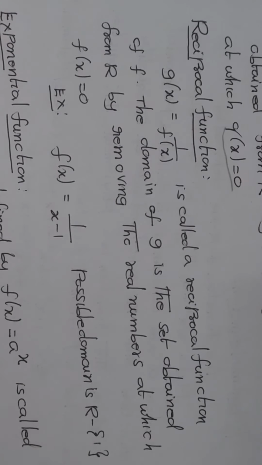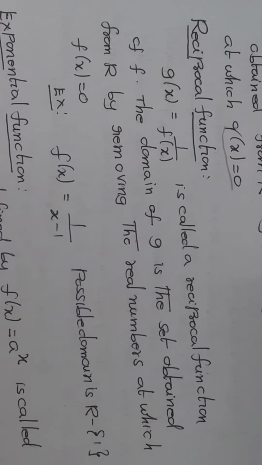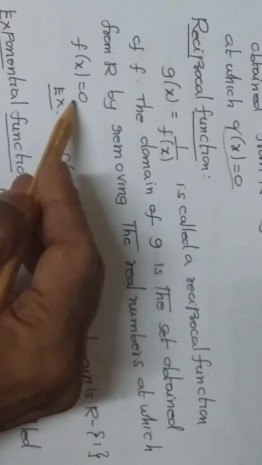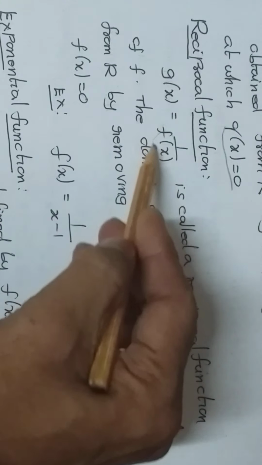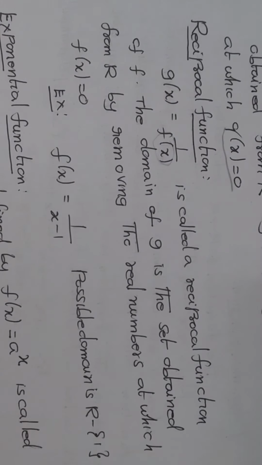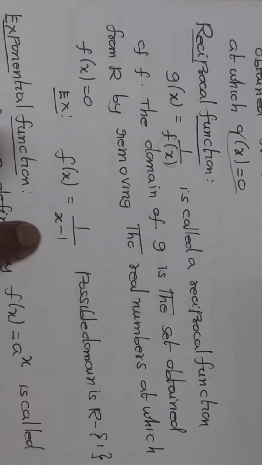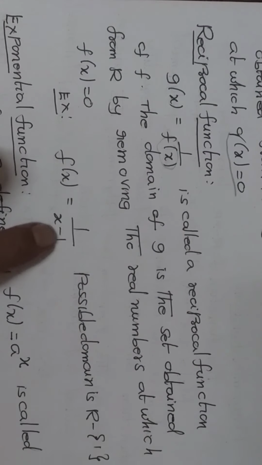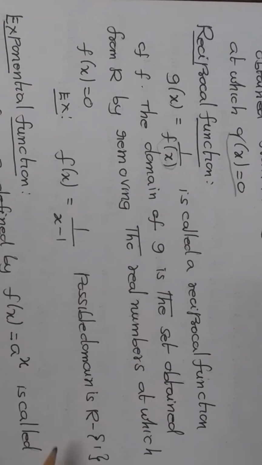So the domain of g is the set obtained from R by removing the real numbers at which f of x is equal to 0. For these f of x equal to 0 values, it won't be defined, because something by 0 is infinity. For example, f of x is equal to 1 by x minus 1. What is the possible domain here? Every real value x can take except 1. Taking 1, 1 minus 1 becomes 0, and 1 by 0 is infinity. That's why the possible domain is every real value R except 1. That's the kind of sums we saw in sin x problems and cos x problems. For those values of x, it will not be defined.